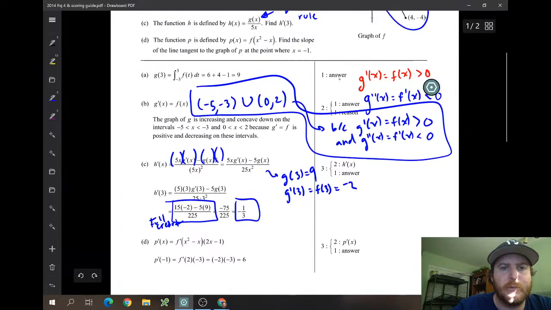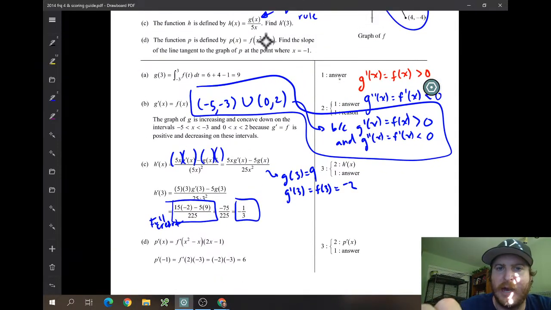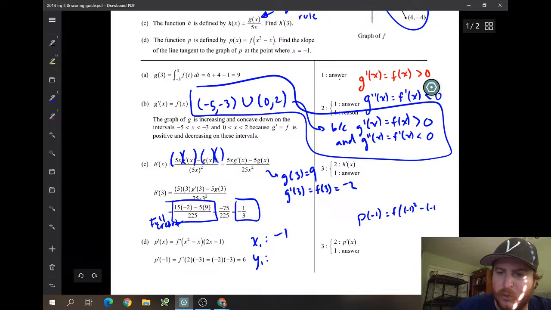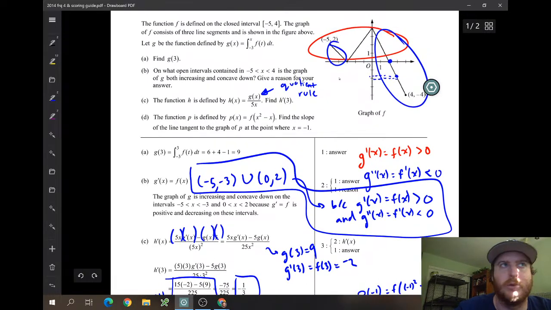And then D said the function p of x equals f of x squared minus x. Find the slope of the line tangent to the graph. So I would have said x1 is negative 1. Then for my y1, I would have plugged in p of negative 1 equals f of negative 1 squared minus negative 1. That's f of 1 plus 1, which is f of 2. So we want to find what f of 2 is here. Well, f of 2 is 0.